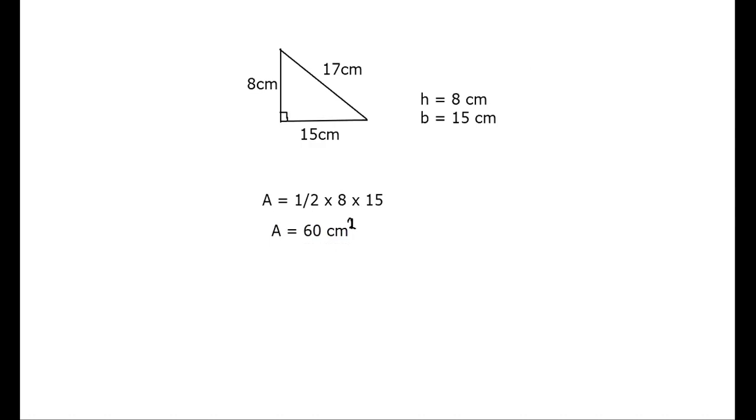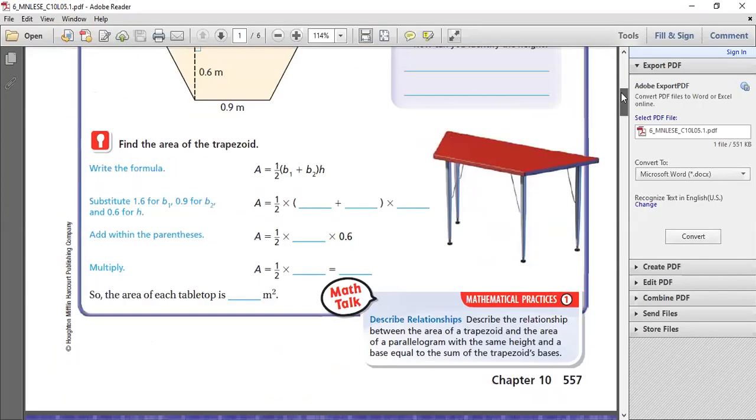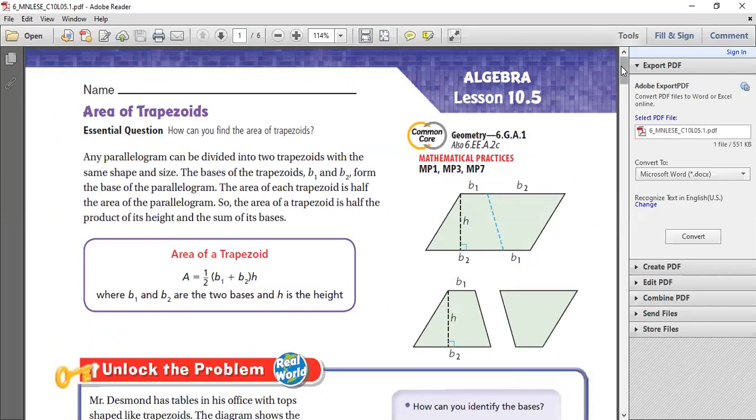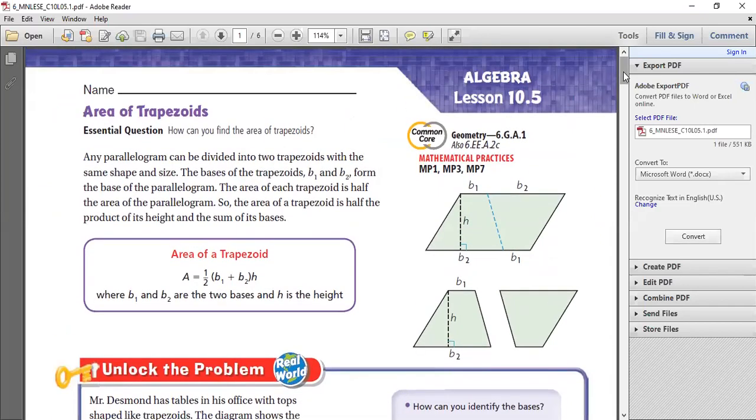That's going to be lesson 5, page number 557. Now we have learned about the area of a triangle, the area of a square, and the area of a parallelogram. Now today we are going to learn about the area of trapezoids.